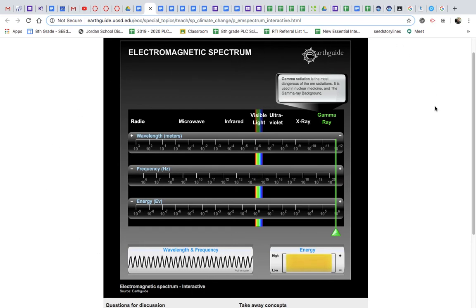Okay, so that video should give you an idea of what's required here, or what this simulation shows you, so you can fill out that table.